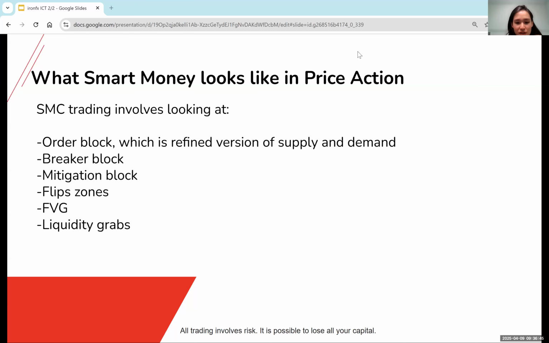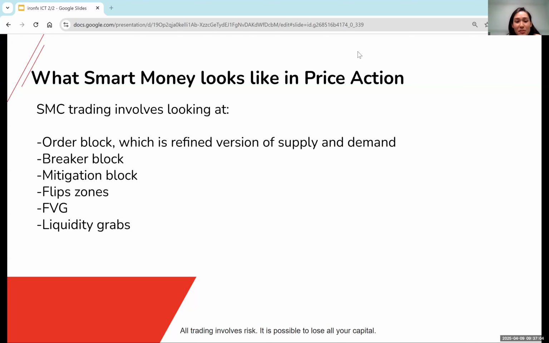Okay, what specifically do you want me to explain more about smart money concept? Liquidity grabs. So liquidity grabs, I'm trying to think of a way to explain it. It's basically a deliberate move by smart money.